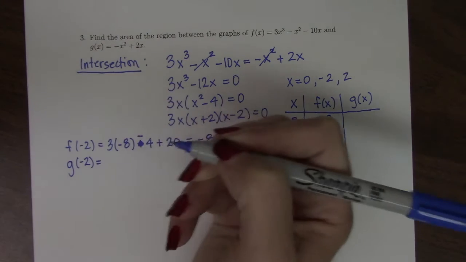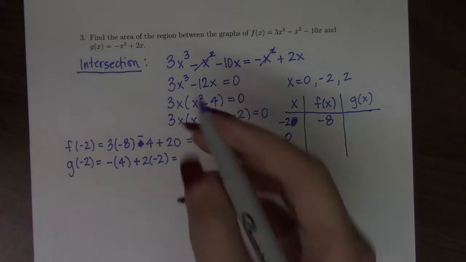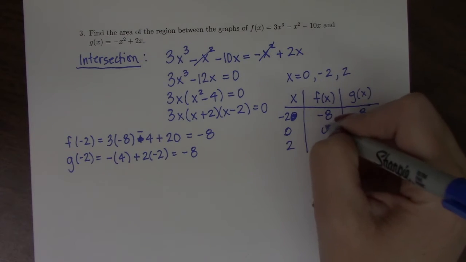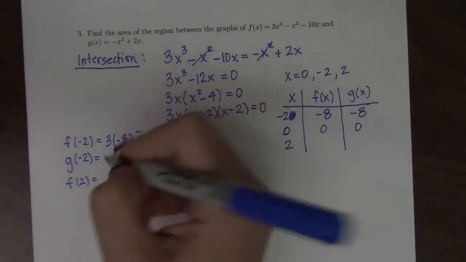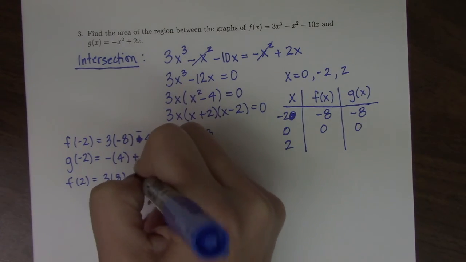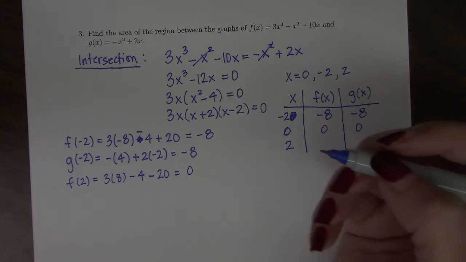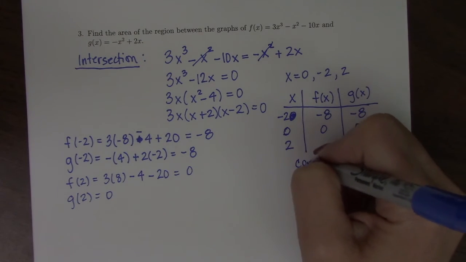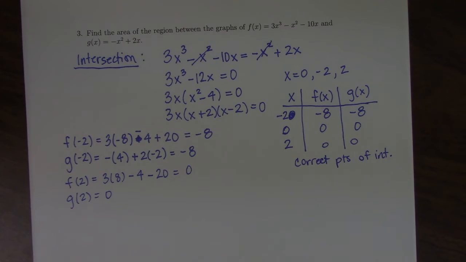g of negative 2 is negative 4 plus 2 times negative 2, so I get negative 4 minus 4, I get negative 8. So they're equal, and so we know we've correctly found my points of intersection. The same thing's going to happen here. If I plug in 0, I get 0. If I plug in positive 2, I'm going to get f of 2 is 3 times 8 minus 4 minus 20. So 24 minus 4 is 20, I get 0. And g of 2 also gives me 0. So this is how we know, if you need to check, we found the correct points of intersection, because these should all be equal. So we know that we factored correctly.